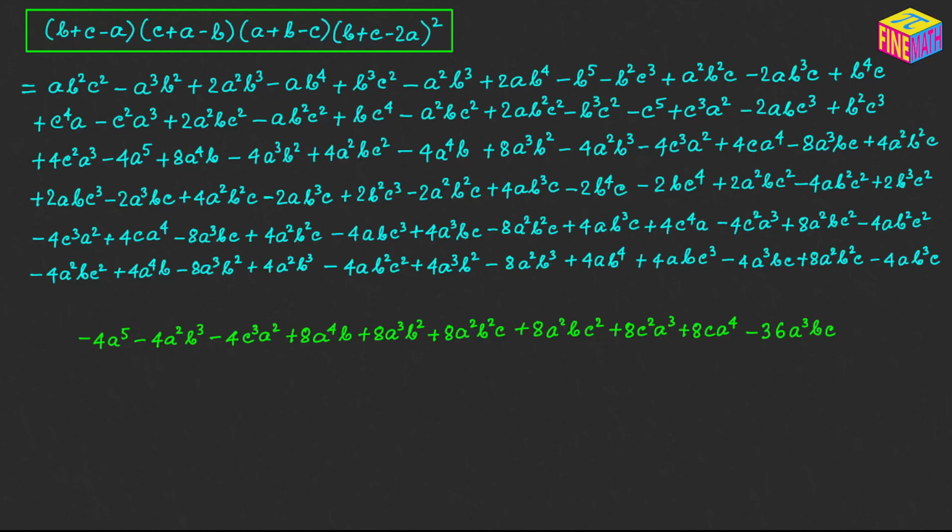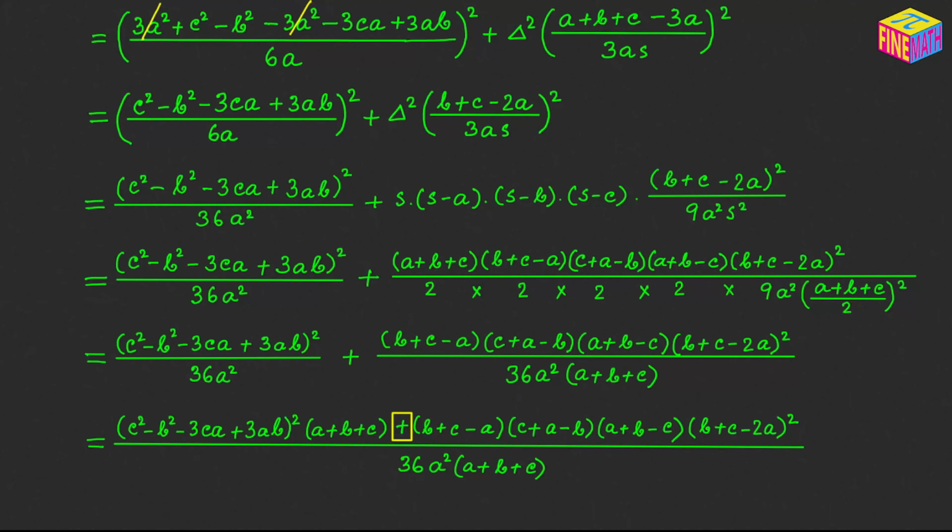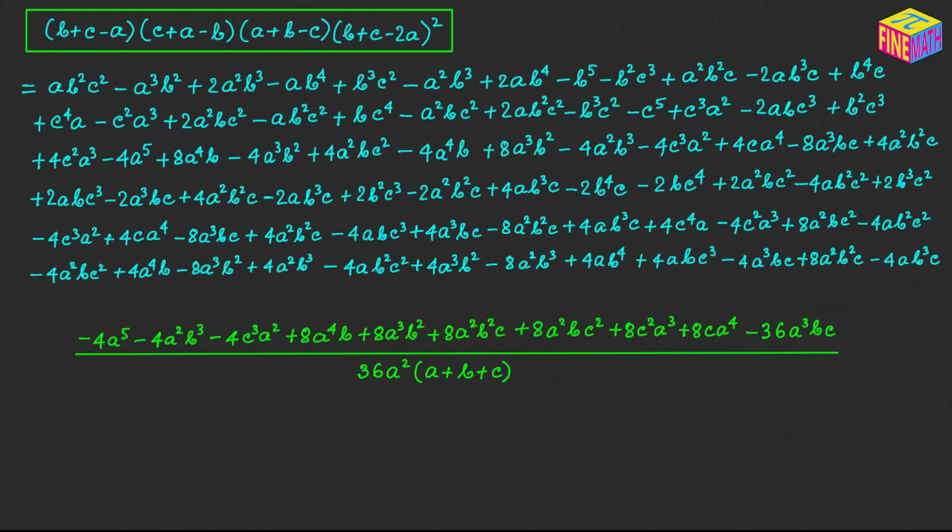And then also remember, in the previous expression we had a denominator, and the denominator was like this, 36a squared times a plus b plus c. So I have made a note of that here. So this is our Ig squared. This value is actually representing the square of the distance between the incenter and the centroid, right?